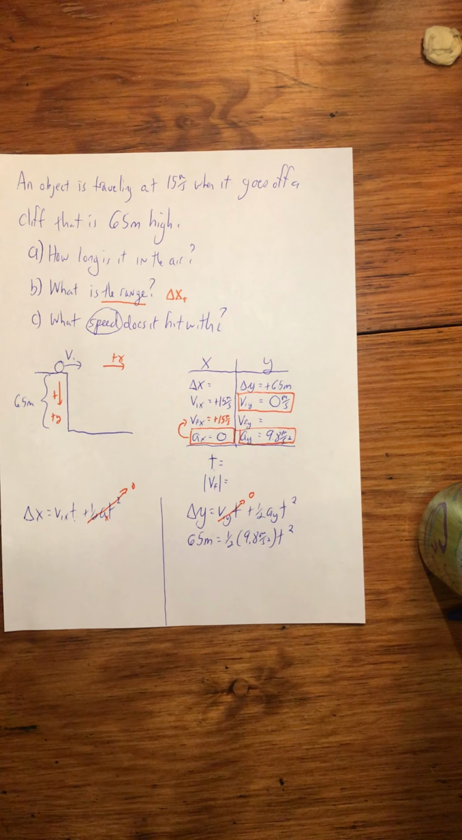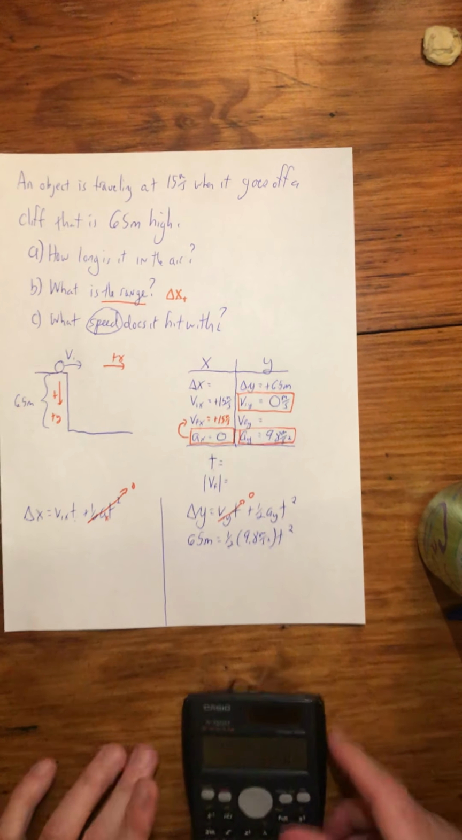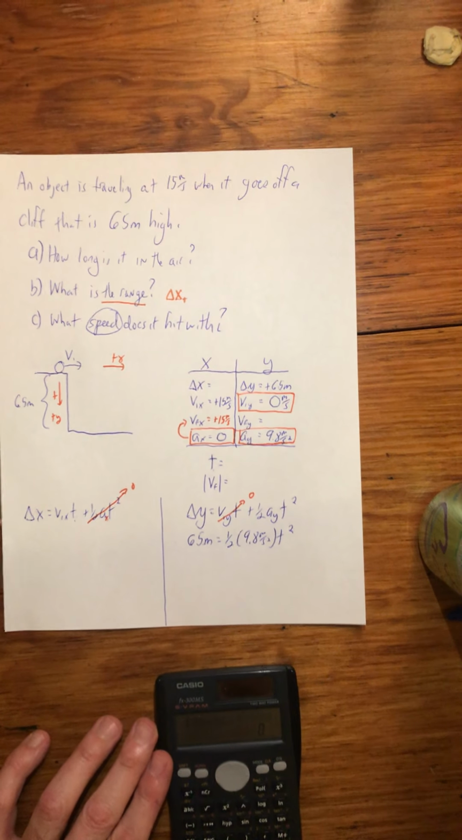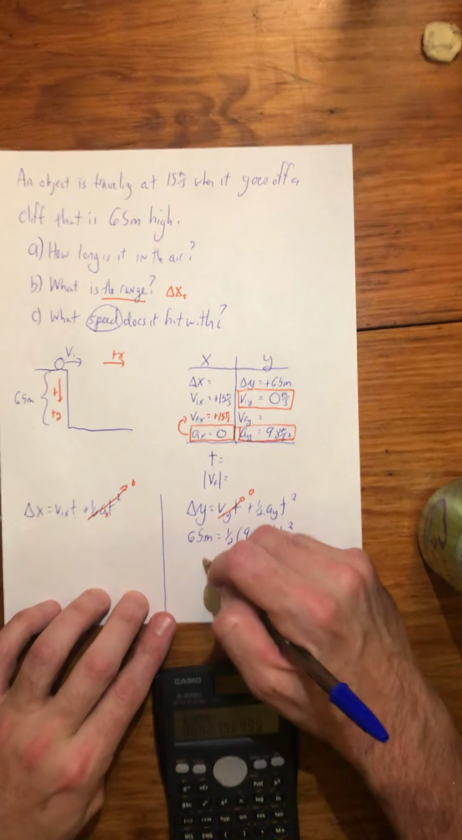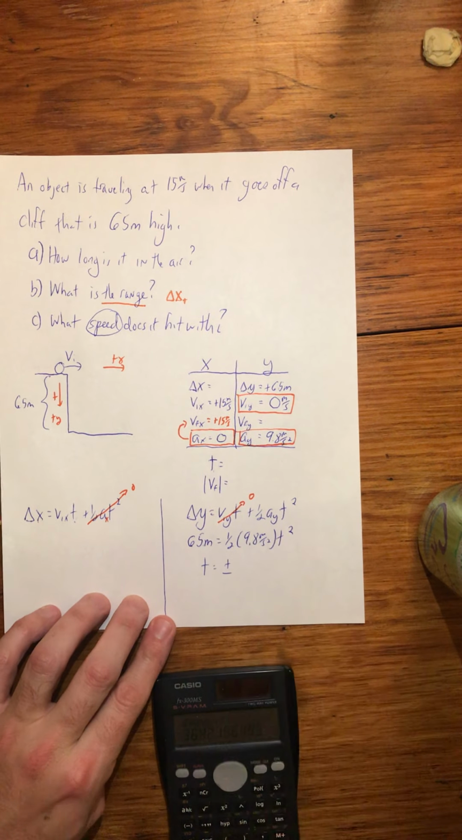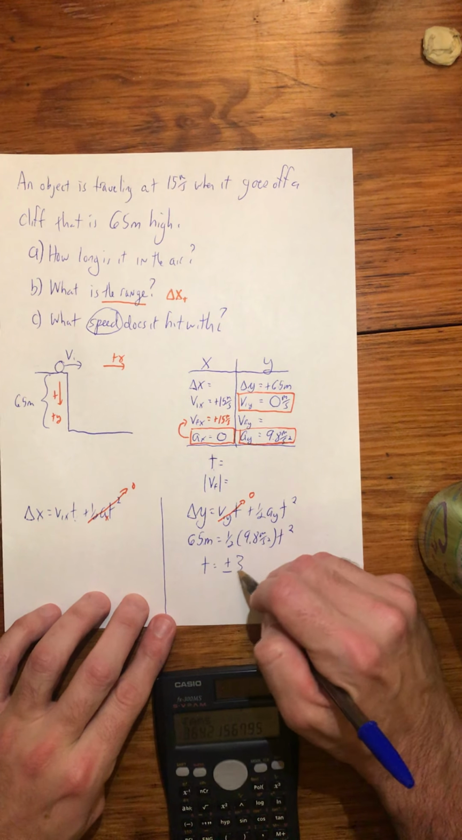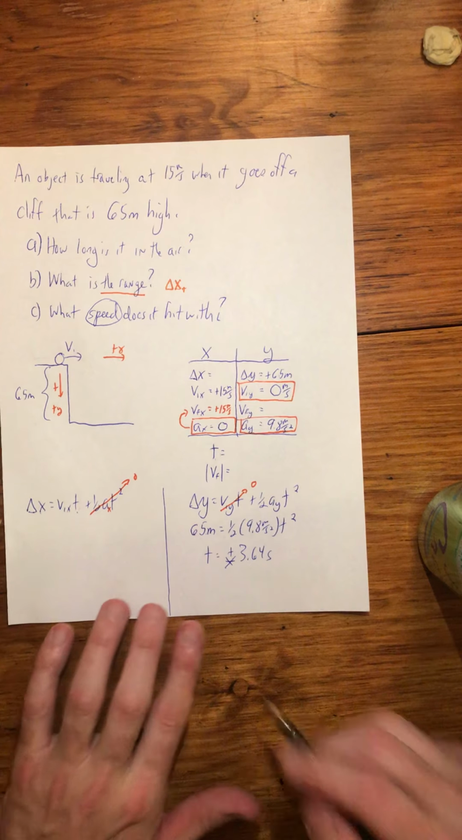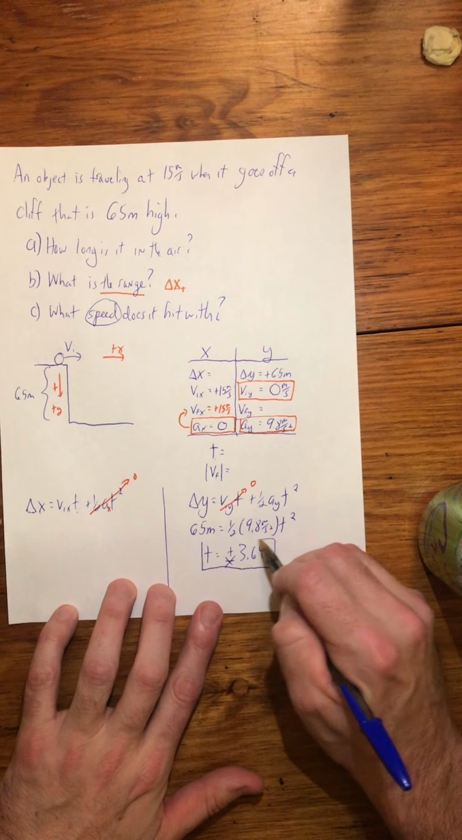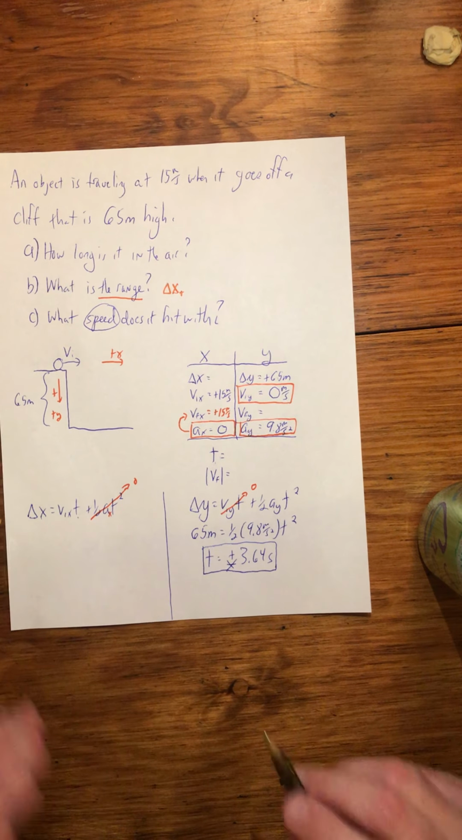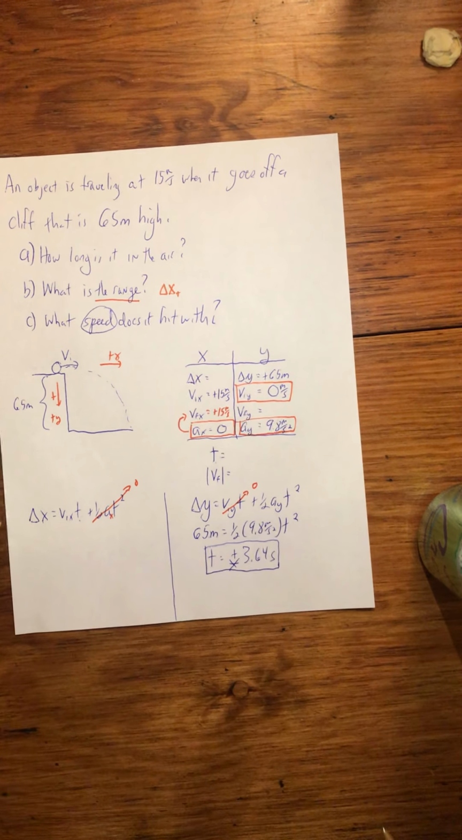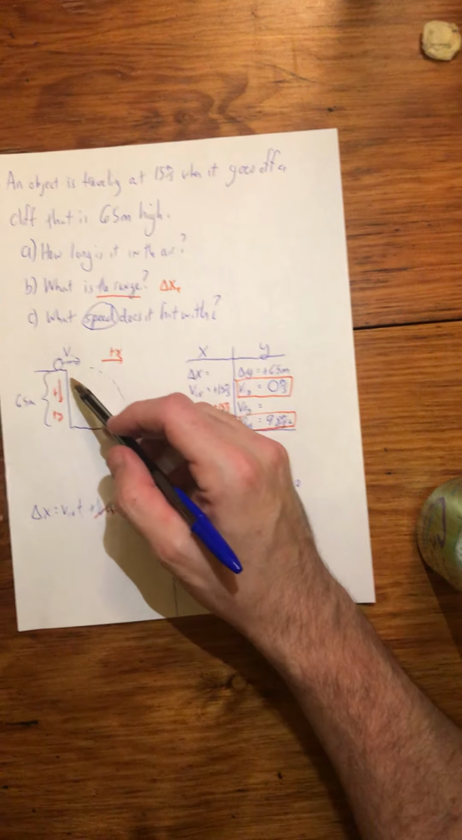Okay, let me just grab my calculator. Let's see what I've got there. All right, square root of quantity, and I get t is equal to plus or minus, because remember, square root, 3.64 seconds, get rid of the minus sign, and we're good to go. I have my first objective solved. I know the total time that that thing is in the air, so I sketch that path. There it goes. It takes 3.64 seconds to fall.